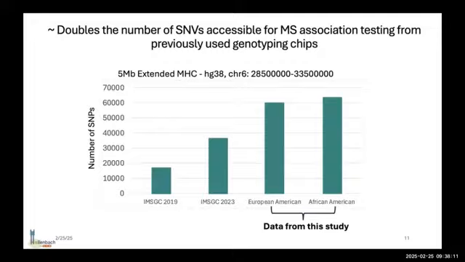Using all these approaches, we are able to about double the number of SNPs accessible to us for MS association testing, compared to the genotyping chips previously used in the IMSGC studies. There was the 2019 one, and a more recent one in 2023 as well. This obtained up to about 35,000 SNPs, and in these two columns we have our data, which reaches about 65,000 accessible SNPs. We also now have the African American population, which was not performed in the previous study.